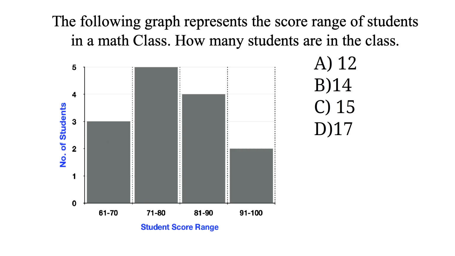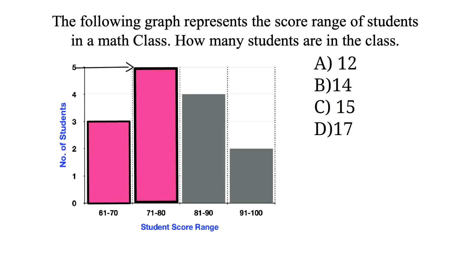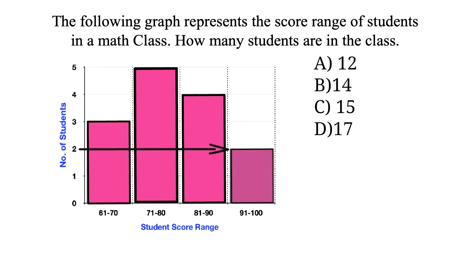Here, the x-axis represents the score range and the y-axis represents the number of students whose scores are within that range. From the graph, you'll notice that there are 3 students whose score ranged from 61 to 70. There are 5 students whose score ranged from 71 to 80. There are 4 students whose score ranged from 81 to 90. There are 2 students whose score ranged from 91 to 100.